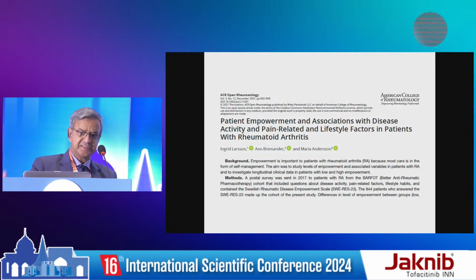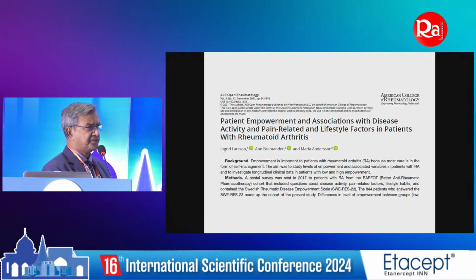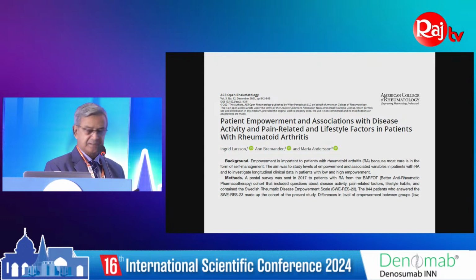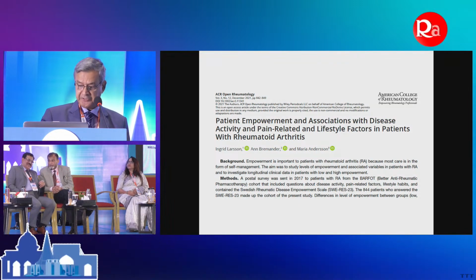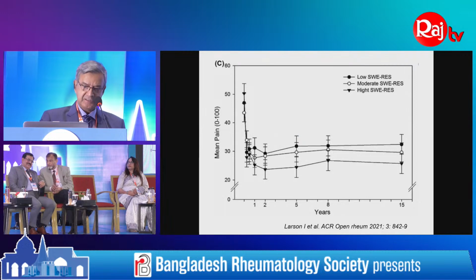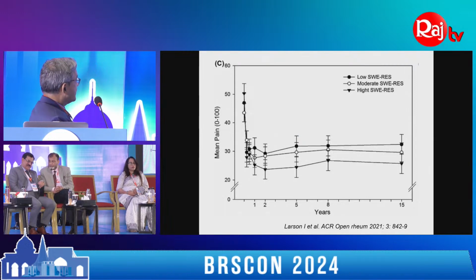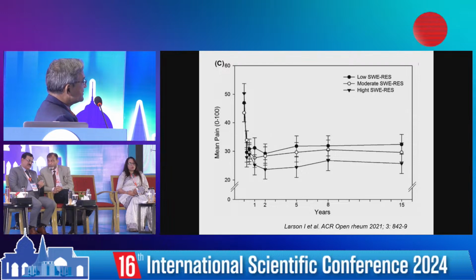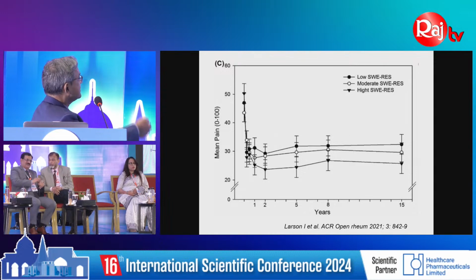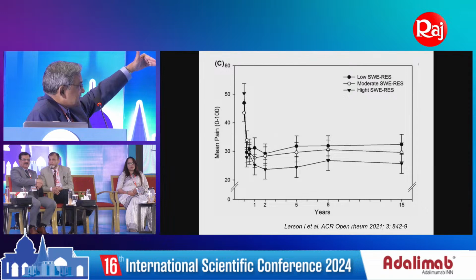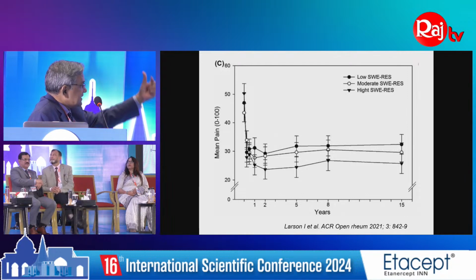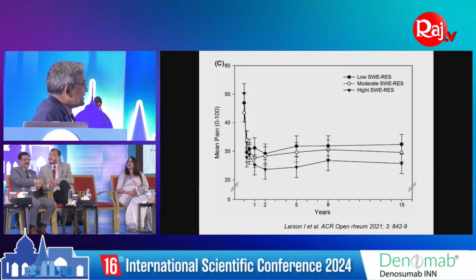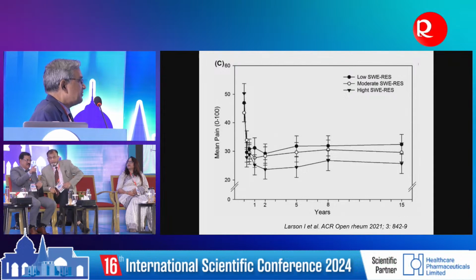This is one study in which the researchers used that Swedish questionnaire to measure patient empowerment in a group of 844 patients. You can see here the dark circle, the topmost one, indicates low empowerment. It represents lower levels of empowerment, and the dark inverted triangle indicates a higher level of patient empowerment.